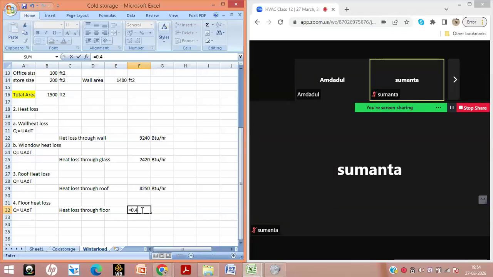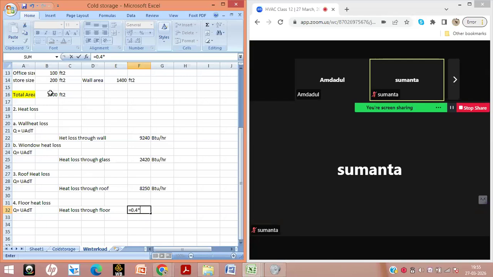Let's consider 0.4. If you carefully see, the U value is continuously changing. Why? Because it is based on the materials. Floor material will be different, roof material will be different, window material will be different. So based on that, through the ASHRAE table, you need to calculate the total resistance. And 1 by total resistance is nothing but the overall heat transfer coefficient, which is U.